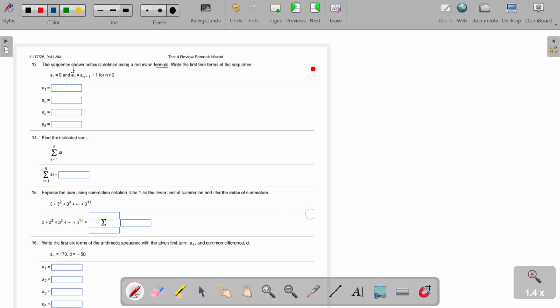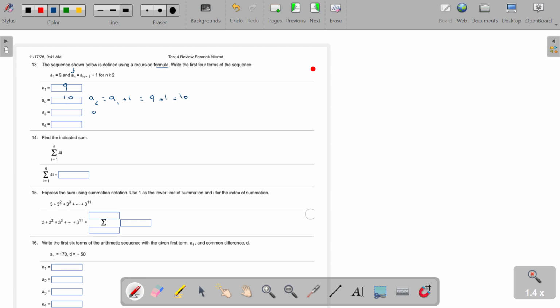Now, A1 is already given, it's 9. In order to find A2, I'm going to follow the general term. It's the previous term, an minus 1, which is A1 plus 1. What is our previous term? A1 is equal to 9. So this is 9 plus 1 equal to 10.